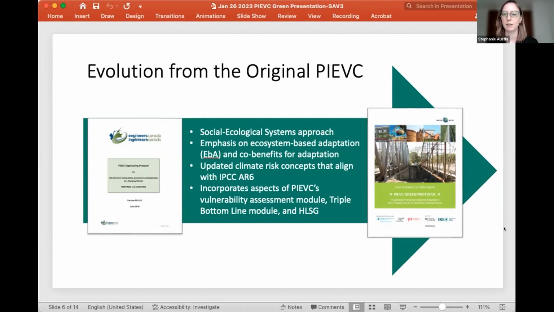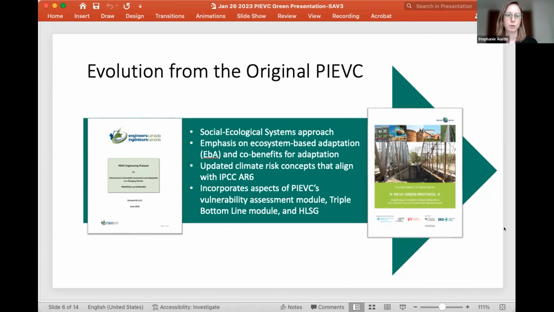So we have some key methodological information from the PIEVC vulnerability assessment module, the triple bottom line analysis module, as I mentioned, and also integrating more recent PIEVC methodology like some content from the PIEVC high-level screening guide. We've also been working to put greater emphasis on co-benefits of adaptation options and understanding of potential unintended consequences. As I mentioned, we're also broadening the applicability to regions outside of Canada and try to shorten the content to make it a little bit easier for everyone to use.